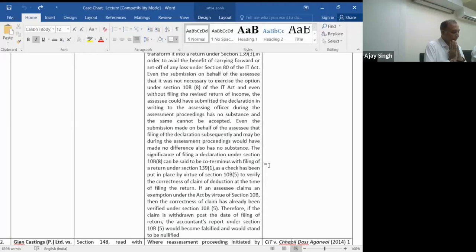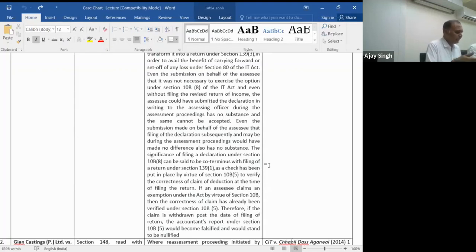Also, the court observed that if an SSC claims an exemption under the Act by virtue of section 10(b), then the correctness of the claim has already been verified under section 10(b) subsection 5, and therefore the claim cannot be withdrawn post the filing of the return. The accountant's report under section 10(b)(5) would become falsified and would not stand. So these are certain observations.